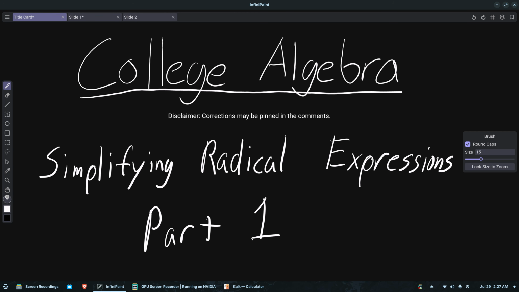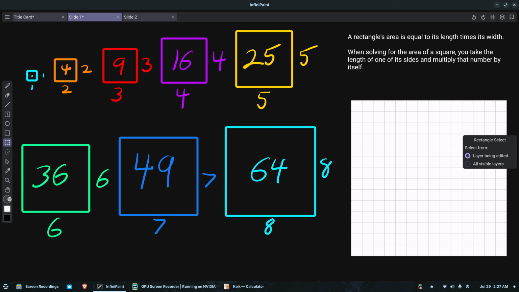Today we are going to be talking about simplifying radical expressions. And just to go through a quick review, in the last video we talked a little bit about perfect squares. So any whole number multiplied by itself will create a perfect square. So the numbers 1, 4, 9, 16, 25, 36, 49, 64, these are all perfect squares.